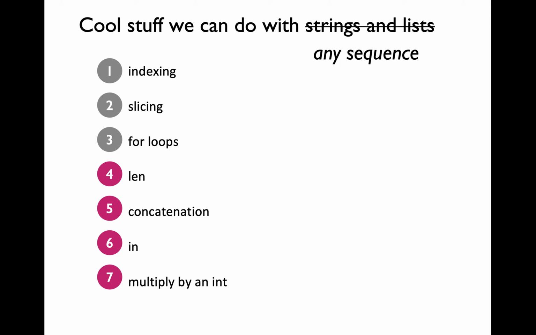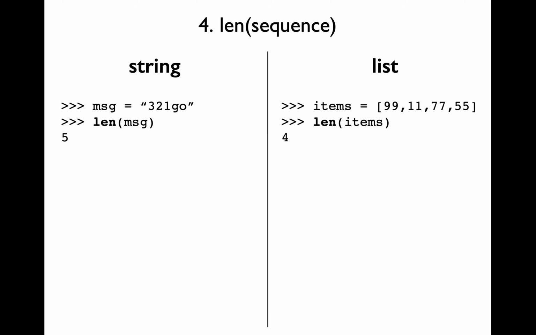There are other things which you can do in general with any kind of sequence. Those are going to be length, concatenation, in, and multiply by an integer. Let's go through examples for each of those. I've split the screen into two. The left side part is an example for a string sequence, and the right side part is an example for a list sequence. I've defined a variable MSG with a string 321 go.